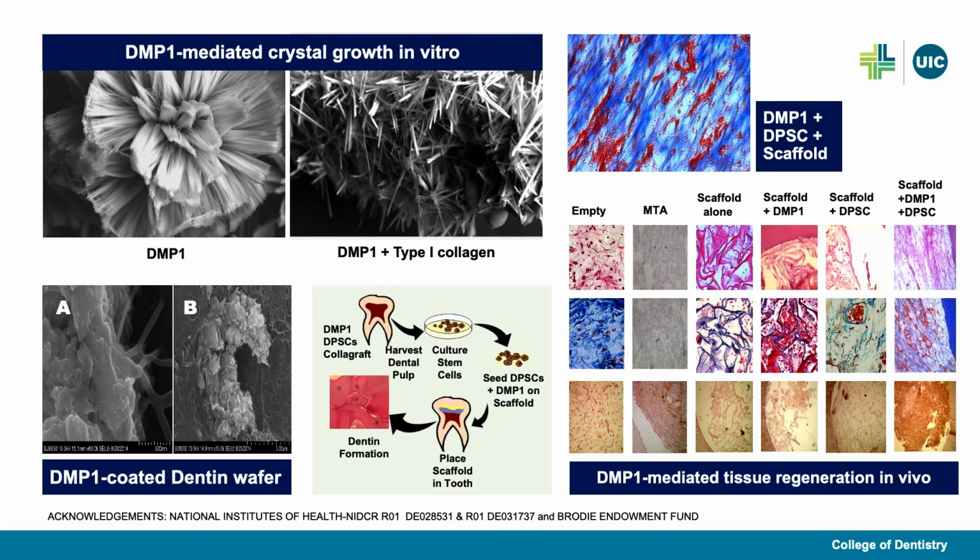And in order to determine the structure of the mineral, we used DMP1 and did calcium phosphate nucleation studies, and you can see oriented crystals being formed. In the presence of collagen, they do have needle-shaped crystals. We also use this protein to regenerate dentin, and we can see that the new dentin formed integrates with the old dentin. And recently, we have used the pulp stem cells along with DMP1 and the collagen scaffold.